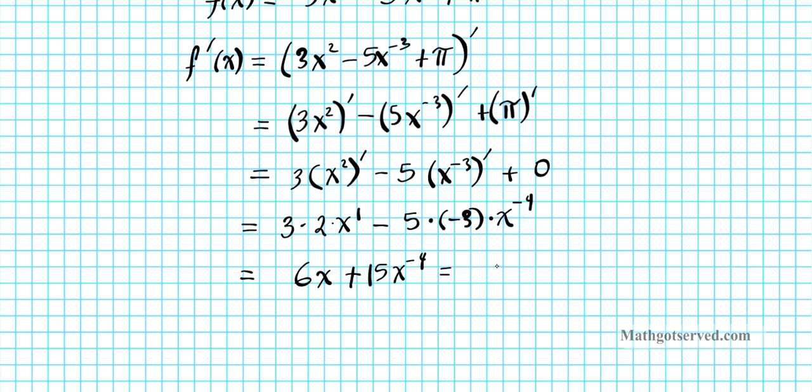Sorry about that. Okay, and then your final answer is going to be 6x plus, using the reciprocal property of exponents, I can reciprocate this and negate the exponent, so it becomes 15 over x to the 4th. And there goes your derivative. Okay, so that's what f prime of x is. F prime of x equals 6x plus 15 over x to the 4th. And there you have it.